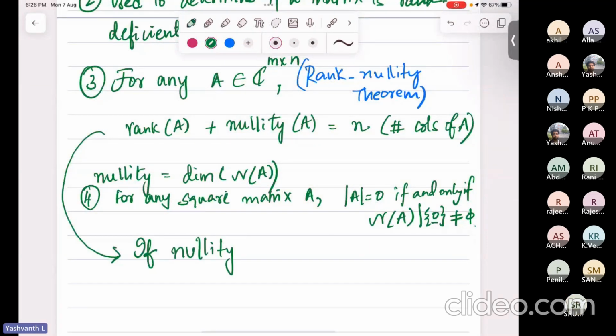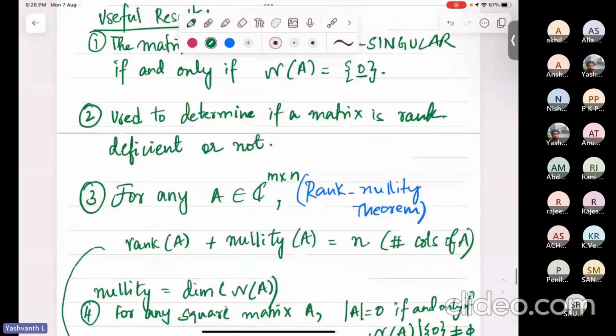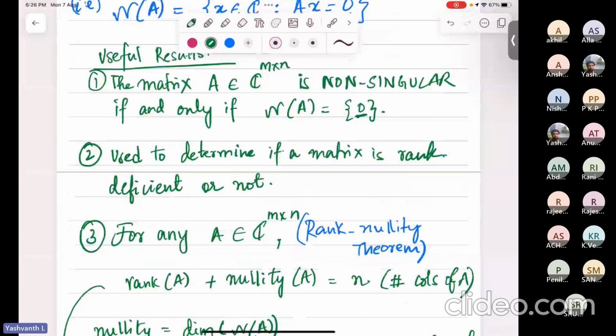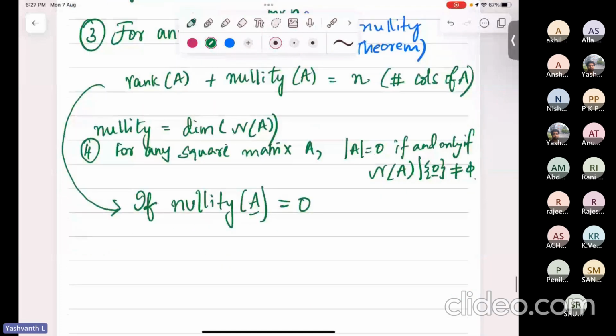If the nullity of A is equal to 0, that is 0 dimension. What does it mean to have 0 dimension? It means it has only the zero vector. It does not have any other vector. You cannot find even one linearly independent vector in that space. Then the nullity of that matrix is 0, and then it's a full rank matrix.